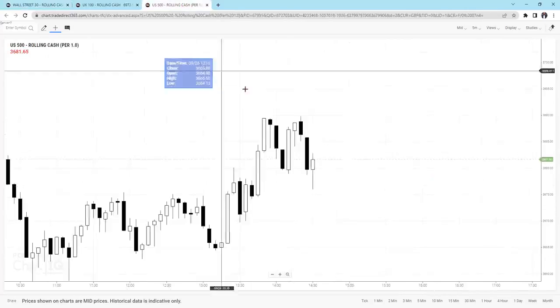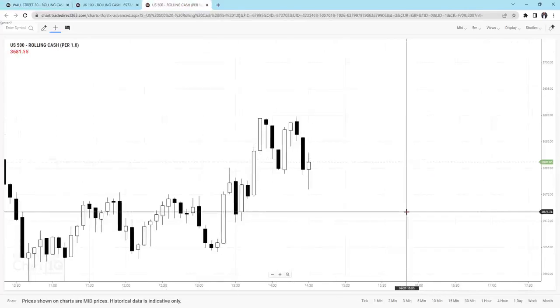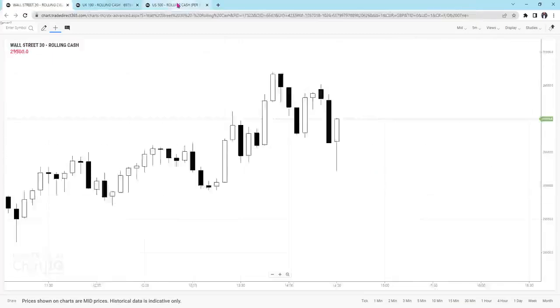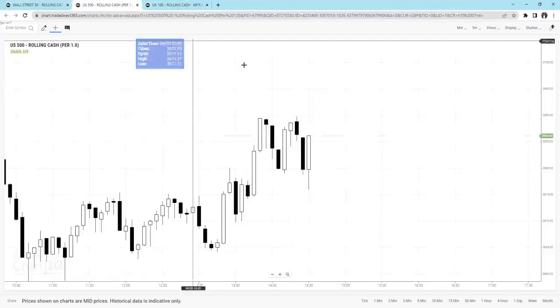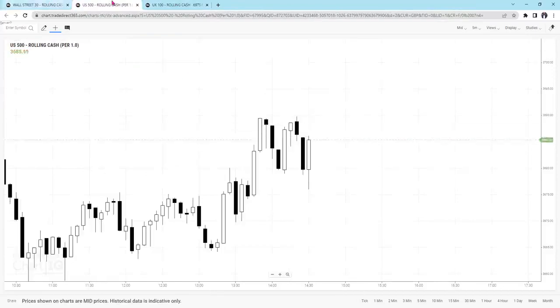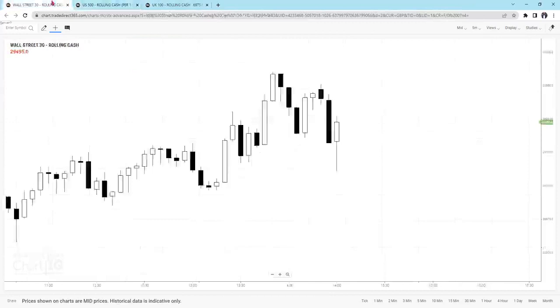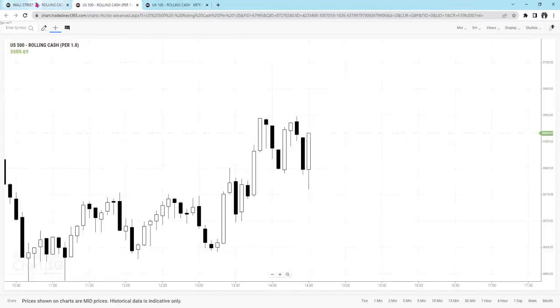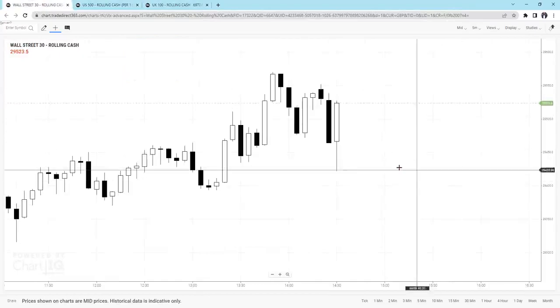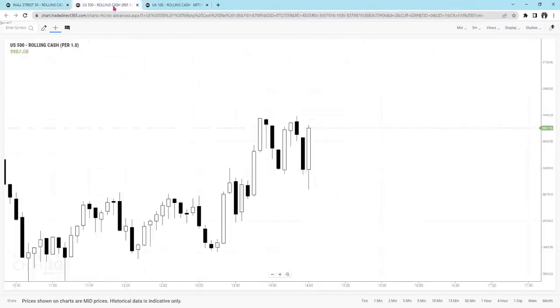Just for your benefit, I want to show this. On the S&P 500, they seem to be moving in sync. I always look at the NASDAQ side by side with the Dow. Always. Nothing done yet.